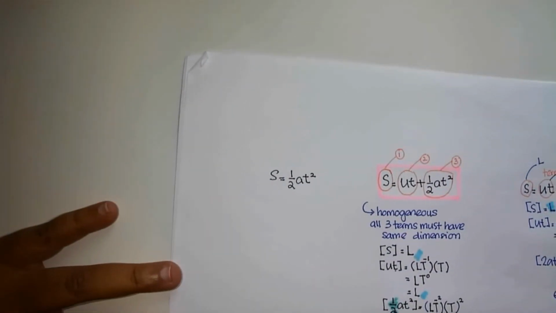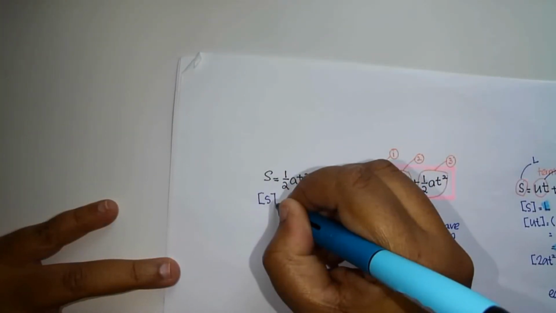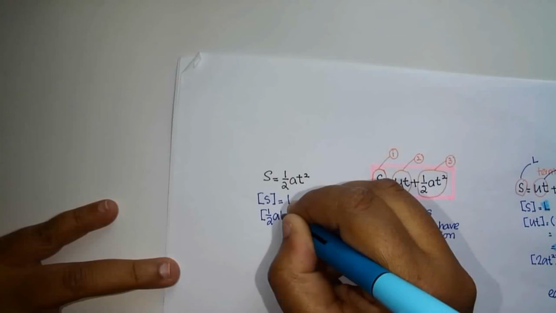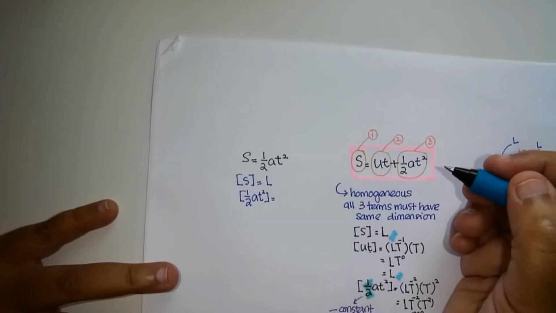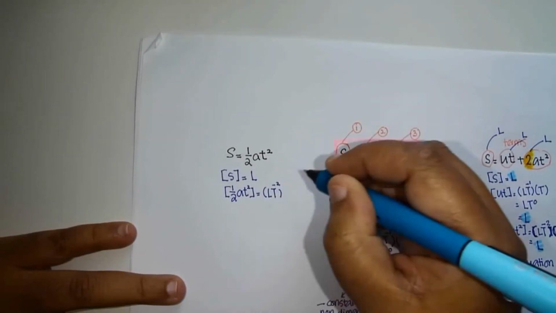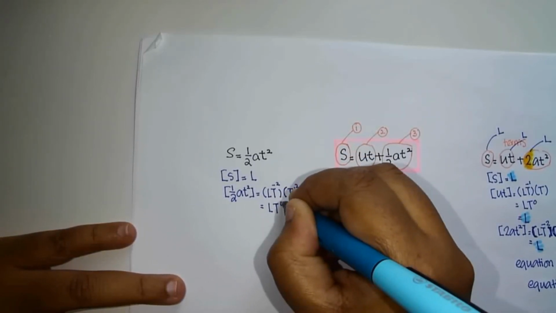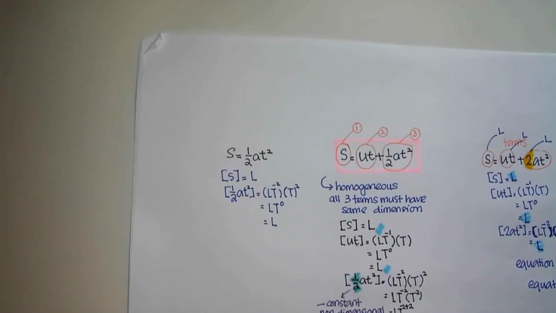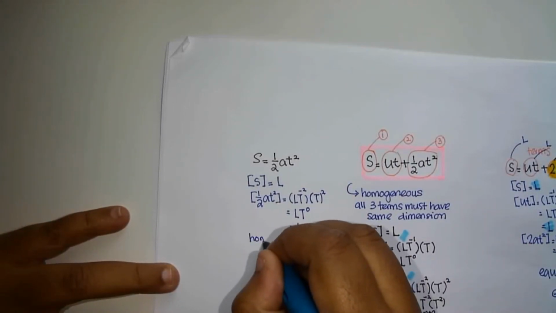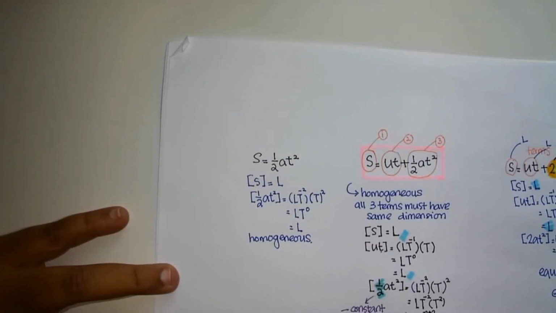Okay, I find the dimension of S. It is L. I find the dimension of half a t squared. So half is a non-dimensional constant, that means no dimension. So a will be L T negative 2, t squared will be T squared, so you get L T to the 0, so you get L. Okay, in this example the formula is homogeneous. The equation is dimensionally homogeneous.